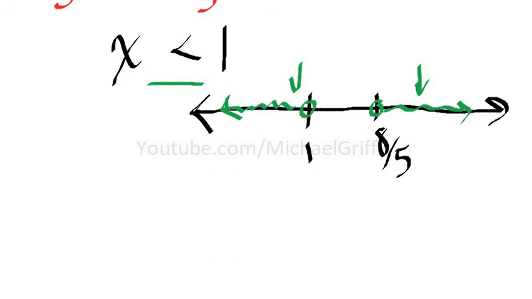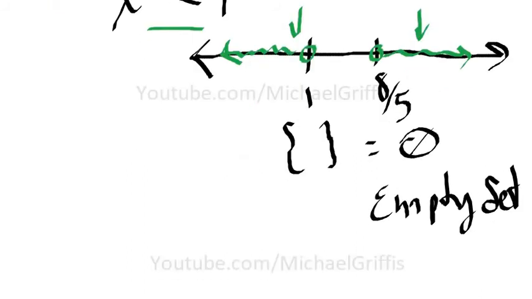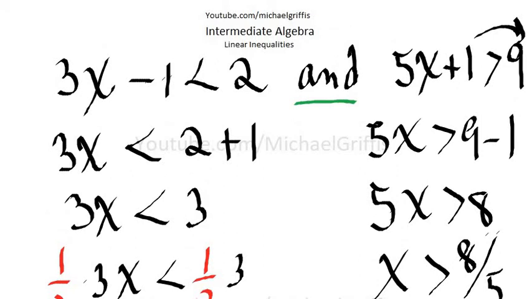And so therefore, what do we have? We have the empty set, also known as the null set. We'll just say that it's the empty set. It may also be no solution, right? You could say no solution if you wanted to. There aren't any numbers that we can plug in that satisfy this inequality and this inequality over here.